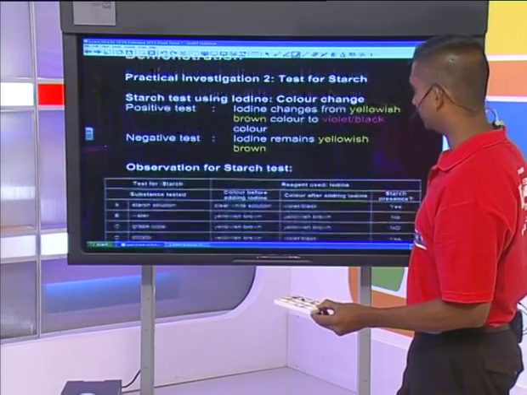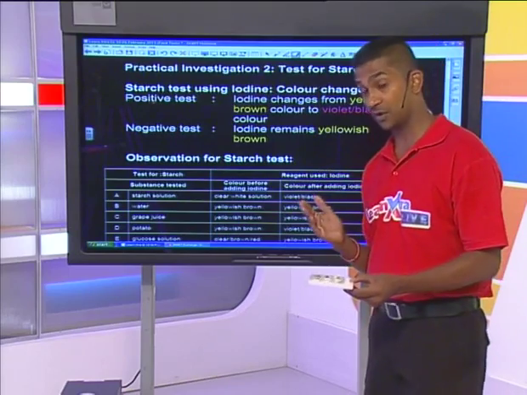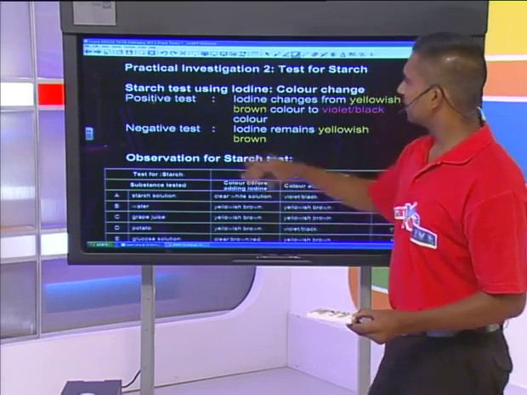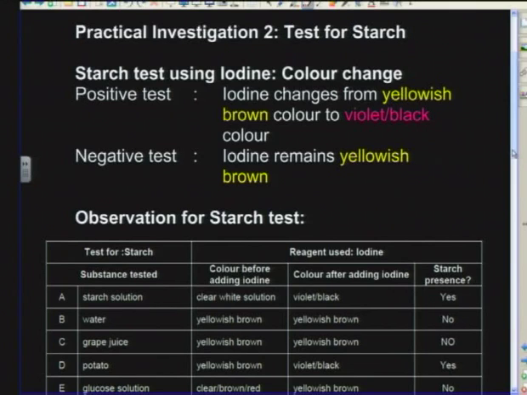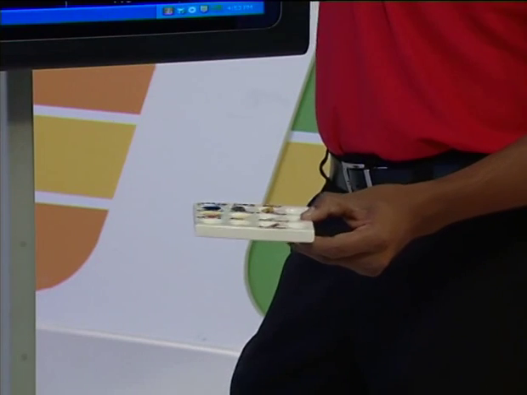This is what you may often be asked to do: write out the positive test for starch using iodine. Iodine will change from a yellowish brown to a violet black color in the presence of starch. The negative test would be iodine remains yellowish brown, as you would see in these little spotting wells here.